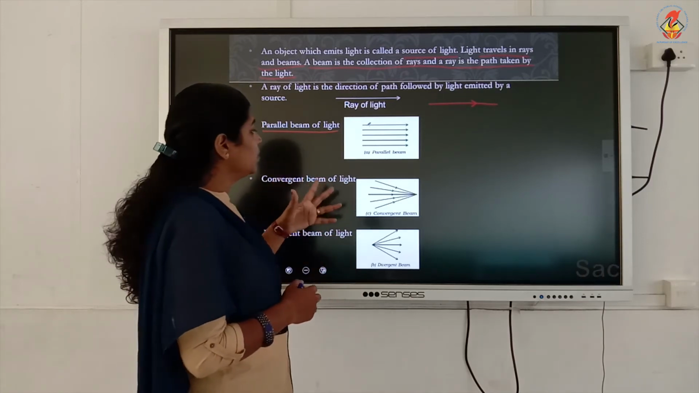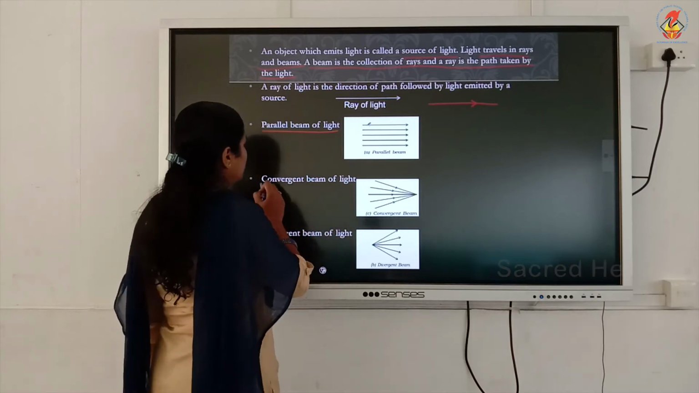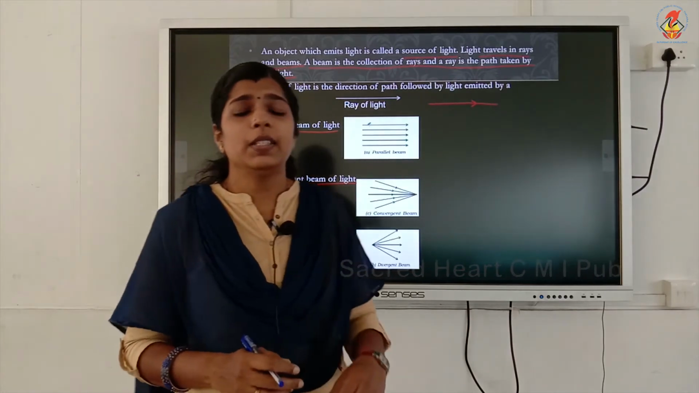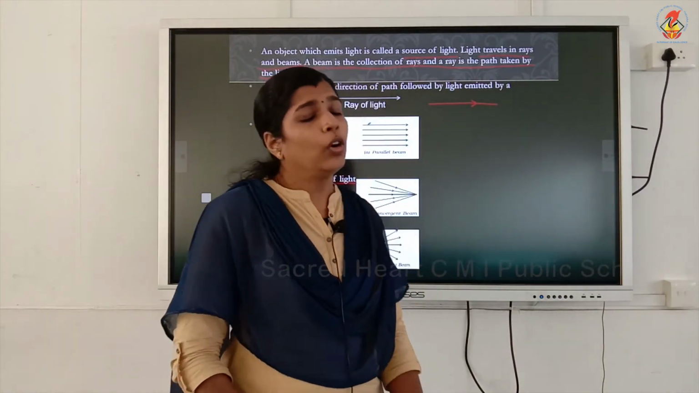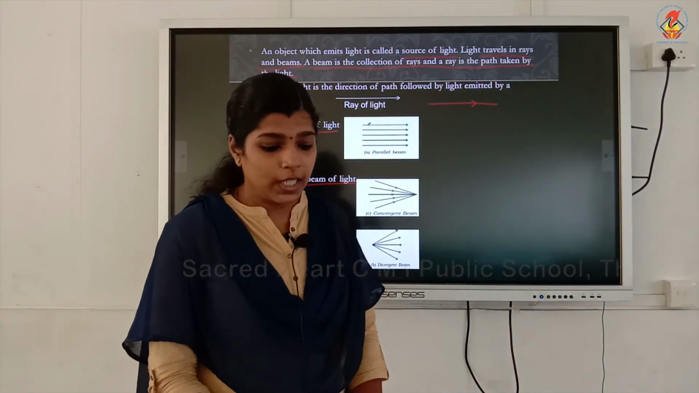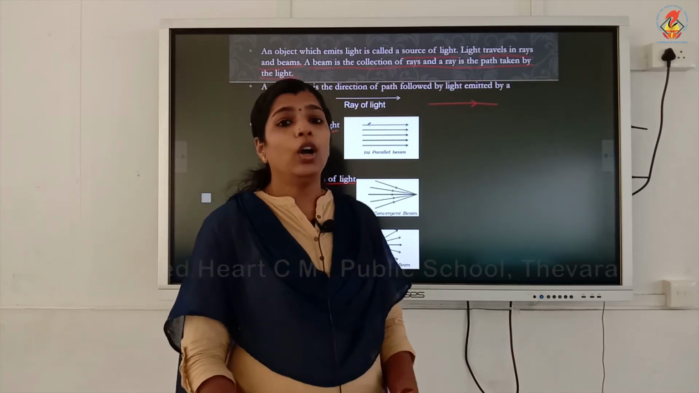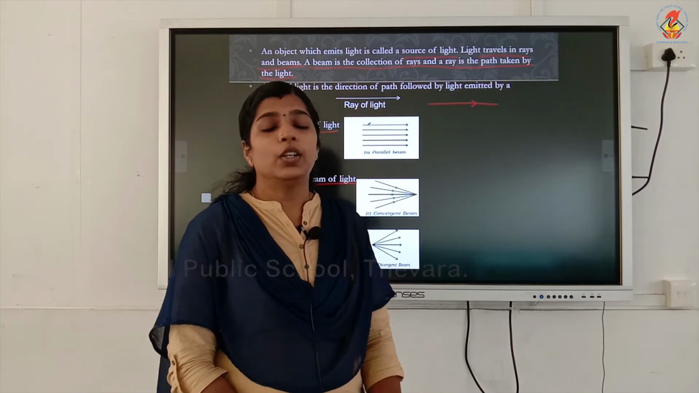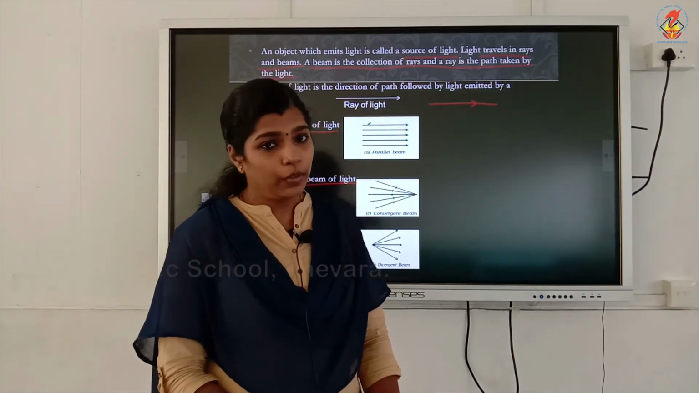Then there is the convergent beam. A convergent beam of light ray means all the light rays will converge to a point, or all the light rays will meet at a single point, or all the light rays are coming closer to a point. That is known as a convergent beam of light ray.